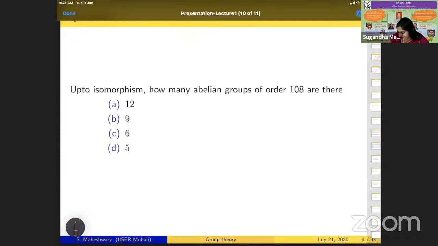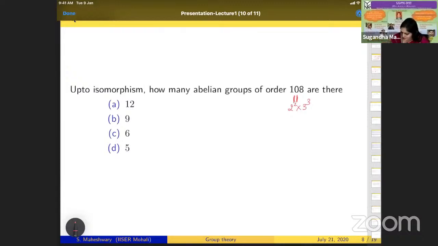Okay, up to isomorphism, how many abelian groups of order 108 are there? You just have to apply the fundamental theorem of abelian groups. First, you look at the prime factorization of this. So this is 2 square times 3 cube, right? 27 times 4. All right, so this is a group with this prime factorization.